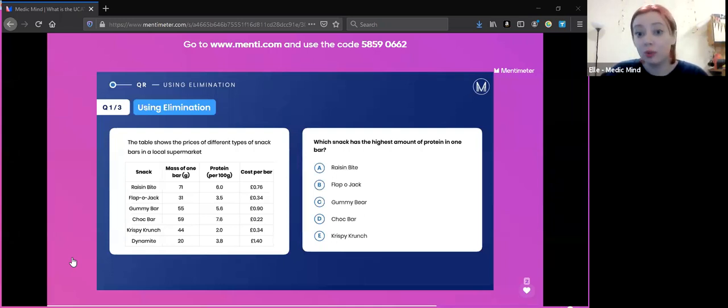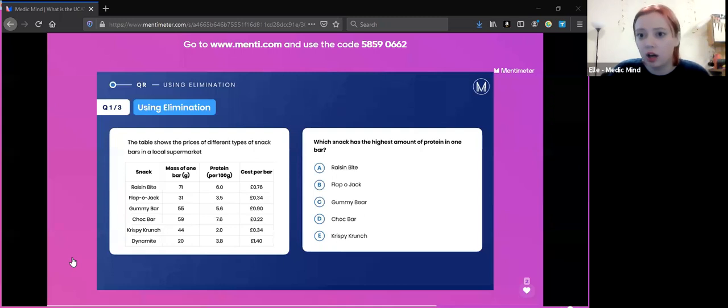So Shivam, I've started looking at this question, and it says the table shows the prices of different types of snack bars in a local supermarket. And the question is, which snack has the highest amount of protein in one bar? So straight away, as I was reading it, initially I didn't look at the table because I wanted to see what the question was asking me, and it's asking me about the protein.